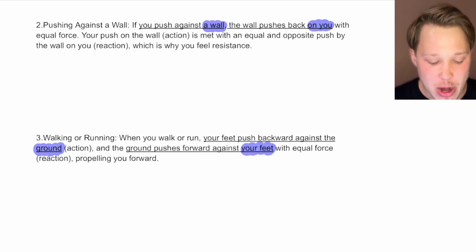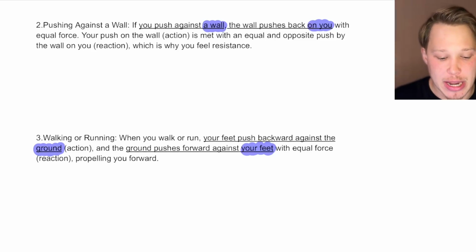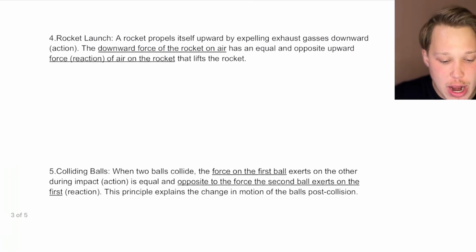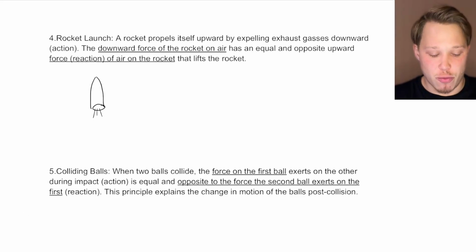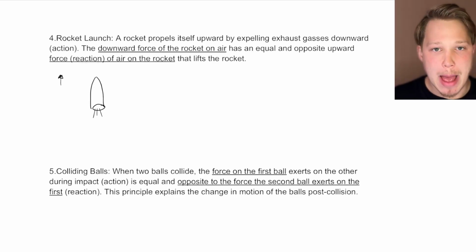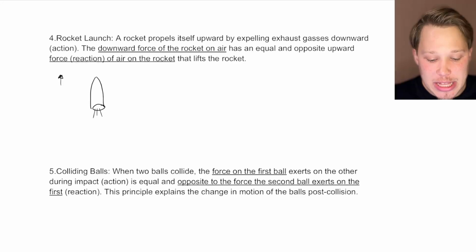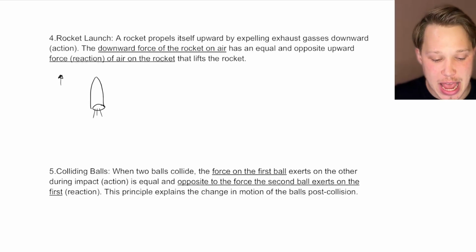Now, with this in mind, I want you to think about this next example, right? So if I take, for example, a rocket, why are the rocket engines pointed downward? Because the rocket is moving upwards, right? But the rocket engines are pointing downward. How come? Well, it's because the rocket propels itself upward by expelling exhaust gases downward. So that is its action force.